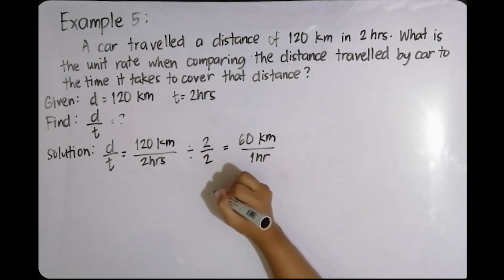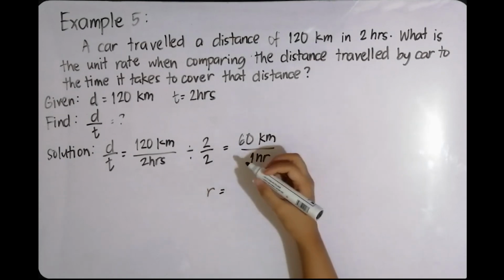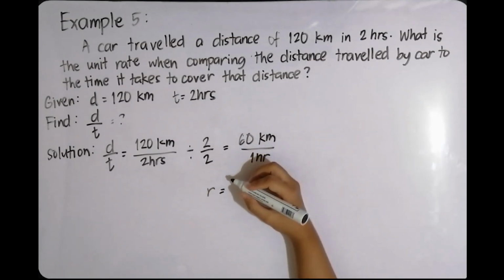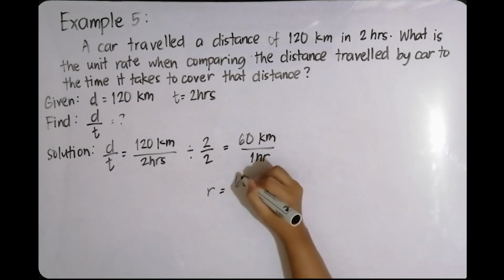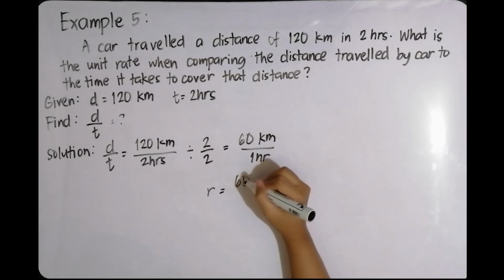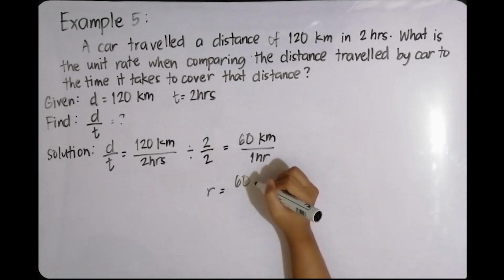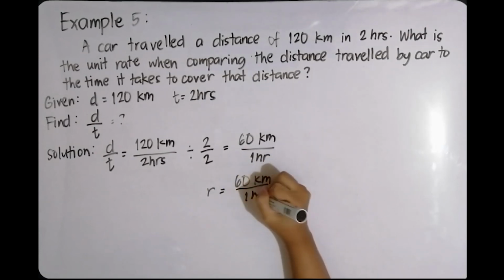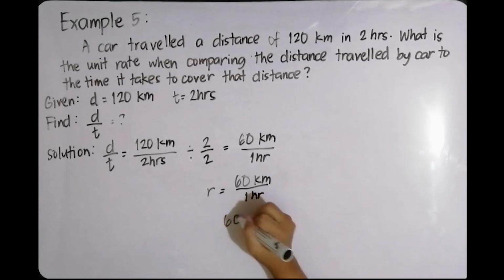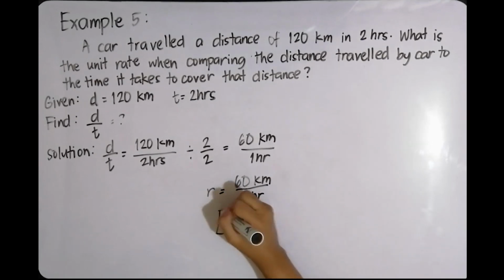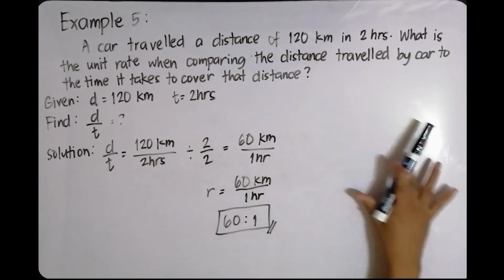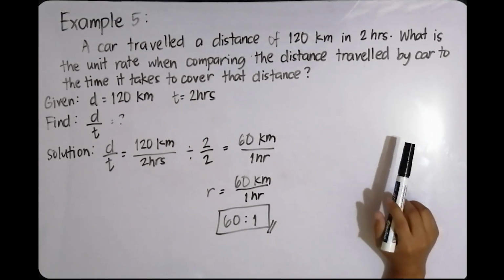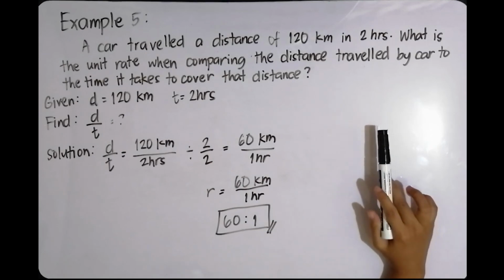And our unit rate, comparing the distance traveled by the car and the time it takes to cover the distance, is 60 is to 1, 60 km per 1 hour. So 60 is to 1. That's it for the problems involving ratios.